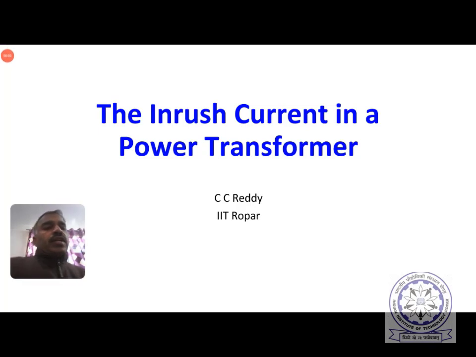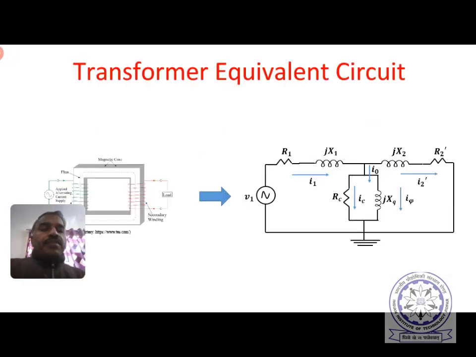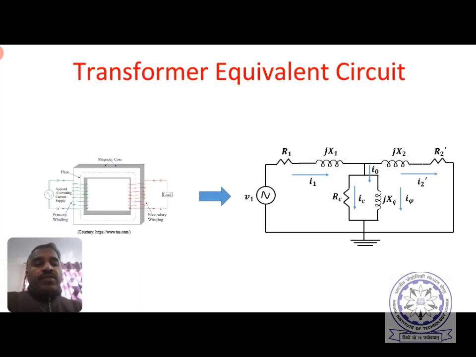Today we are going to learn the inrush current phenomenon in a power transformer. For the transformer equivalent circuit we have seen in previous lectures, this is how it looks. Here R1 and jX1 are the primary resistance and leakage reactance, and R2' and jX2' correspond to the secondary resistance and leakage reactance, and there is a shunt branch Rc and jXm, written here. So this is the transformer equivalent circuit.